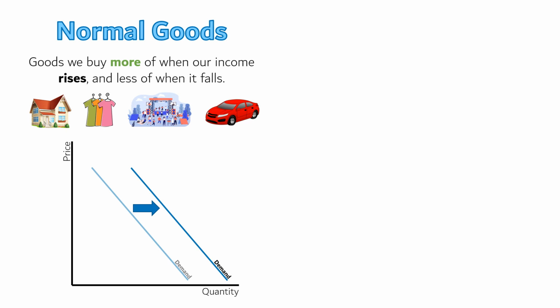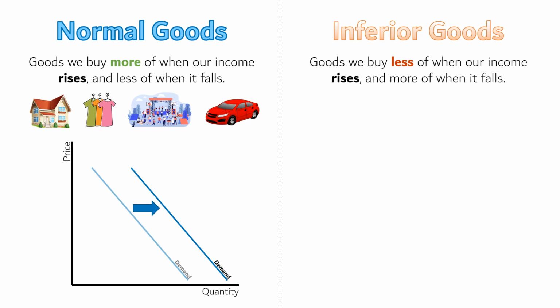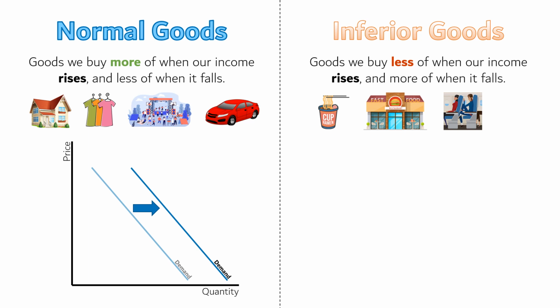Speaking of decreases, there's another kind of good we call inferior goods, which are goods we buy less of when our income rises and more of when our income falls. These are things like instant ramen, fast food, economy seats on a plane, and used books. As our income rises, we substitute away from these cheaper goods because we can afford more luxurious alternatives like fresh ramen, steakhouses, first-class seats, and brand new copies of a book.